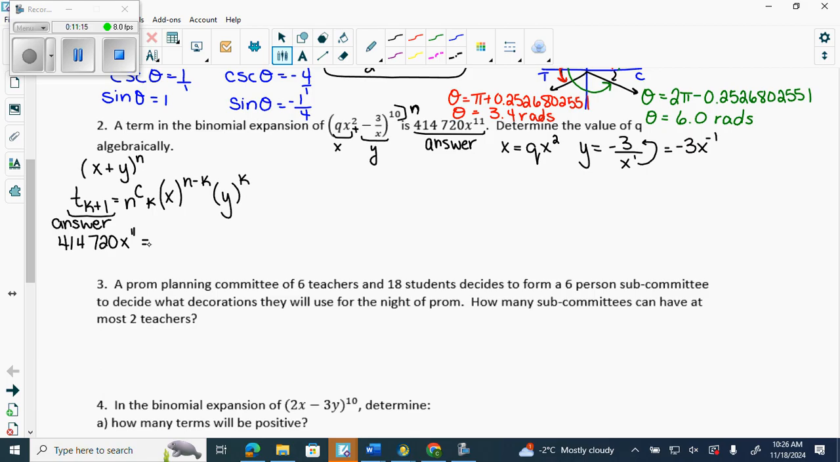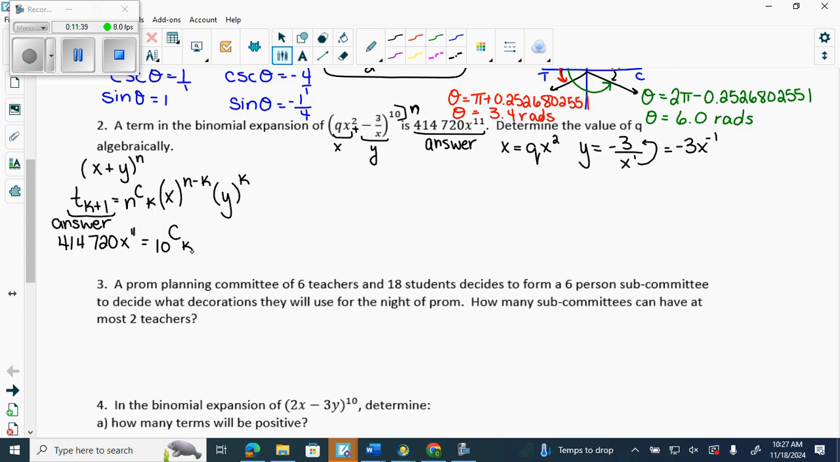N will be 10. Remember, k is always one less than the term you're finding, correct? Because we have t sub k plus 1. We're not finding a specific term, though. So k is irrelevant right now with that. We have to use something else to find k. So we have n, which is 10. C, k, I don't know. So k stays a k. Remember when I don't know it?